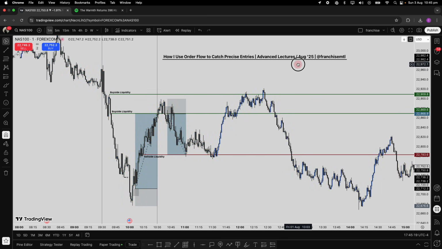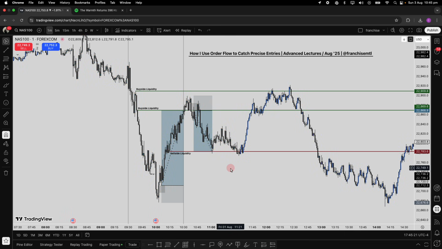So let's get back to the title of the video, how I use order flow to catch precise entries. Now, when you understand where price is going, you can execute on order flow with high conviction that we get to that draw on liquidity. And once you get good at finding your draw on liquidity, this is where you get a lot more conviction in entering on this order flow, for example.